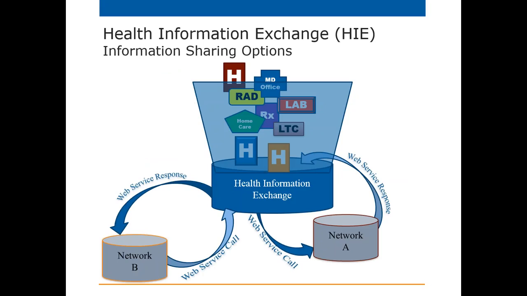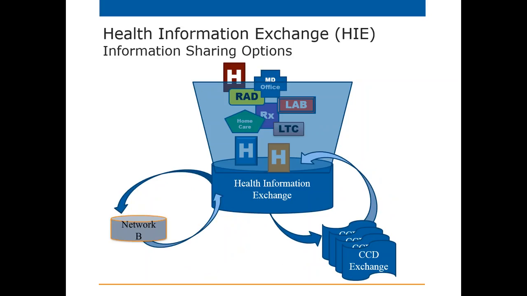So now, other methods of sharing information are those web service calls and responses. And again, that's just a way to normalize the messaging, so that when I send you a message in French and you speak English, there's a translator there who can tell me what the request actually is and turn that around into a response. So the HIE should have all of these, not just CCD exchange and Direct, but also the web calls and APIs and all of those different methods to securely allow for information sharing.